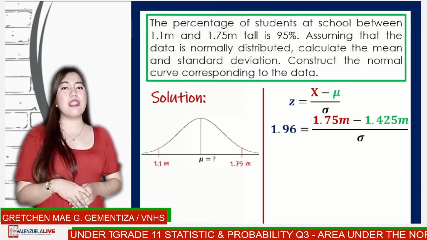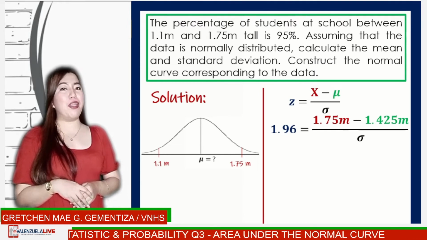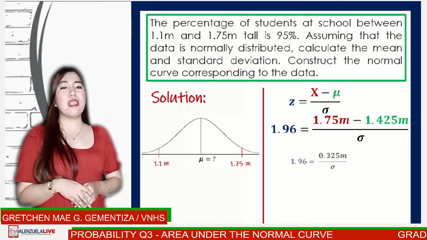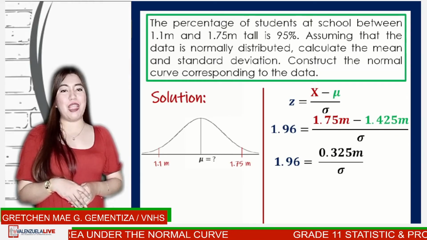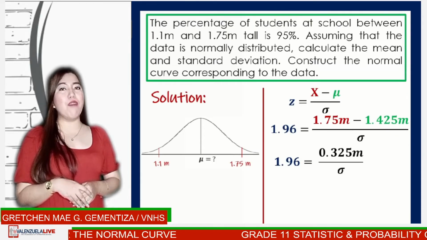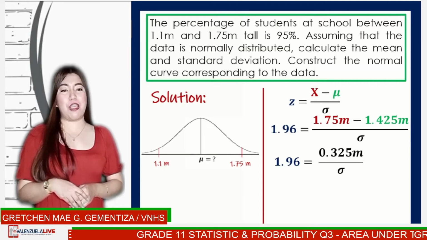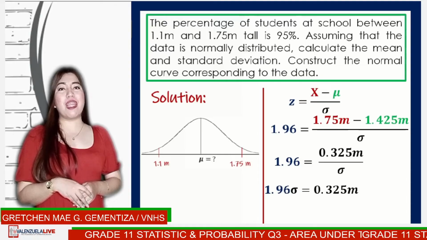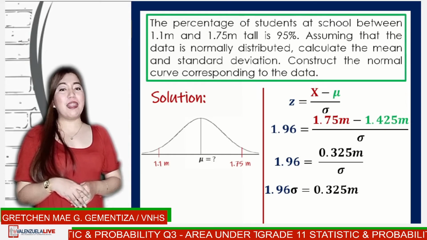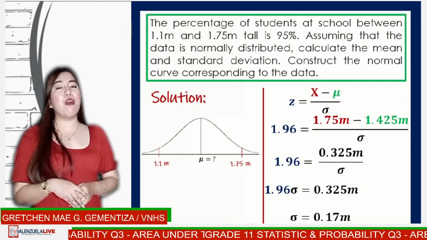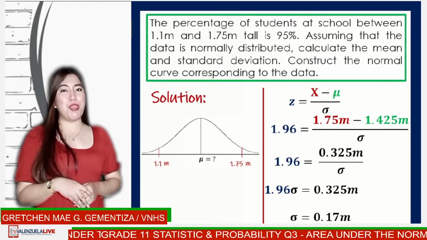1.96 equals, so we have 1.75 meters minus 1.425 meter equals 0.325 meters over standard deviation. Cross multiply, we have 1.96 standard deviation or 1.96 sigma equals 0.325 meters. Divide both sides by 1.96, we have sigma or the standard deviation is equal to 0.17 meters.